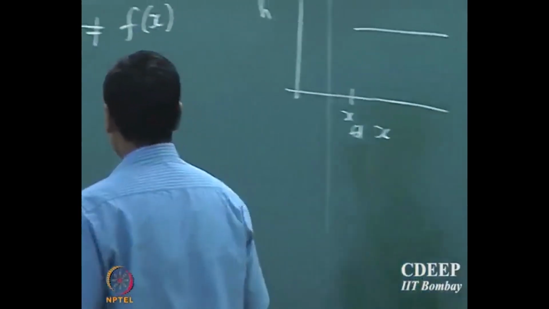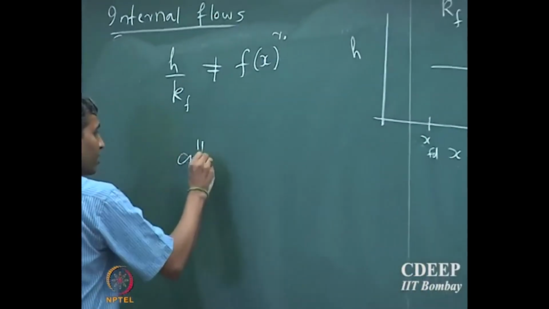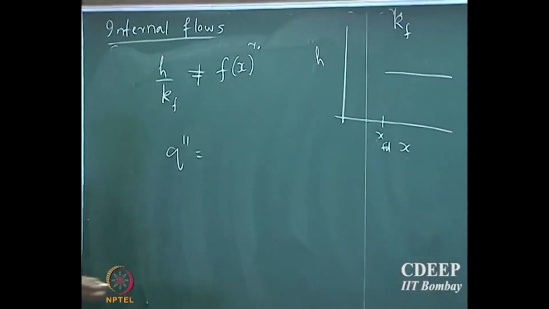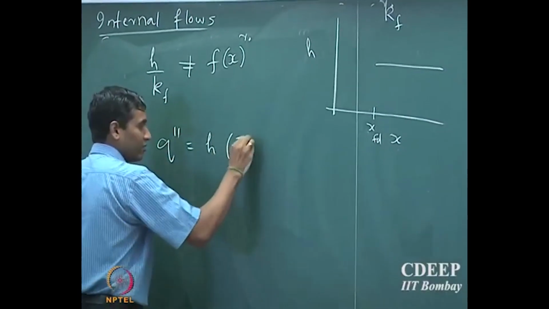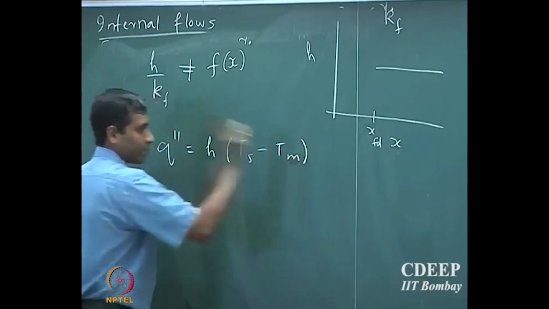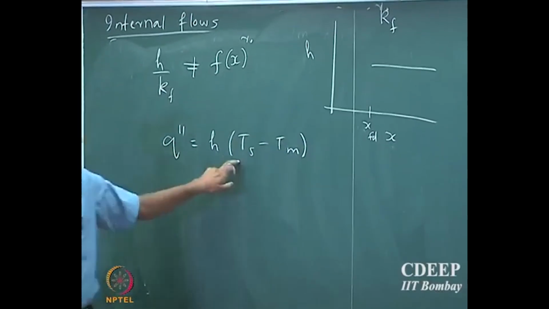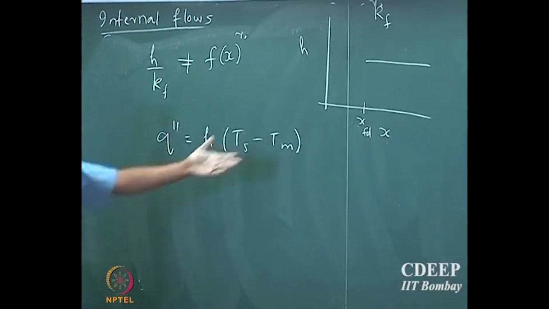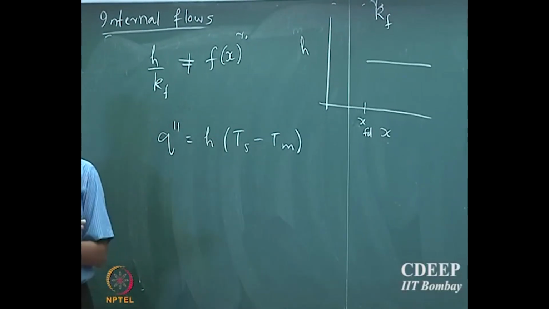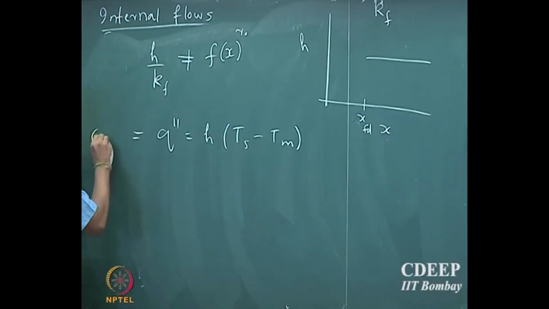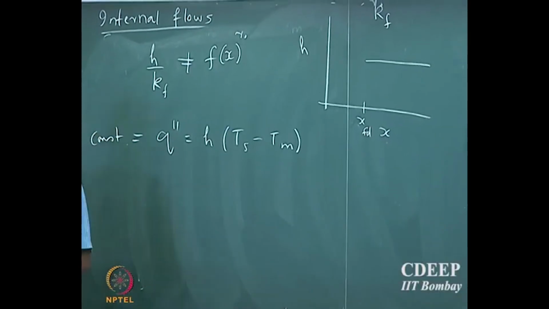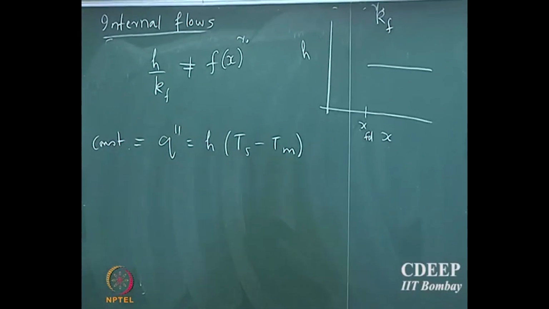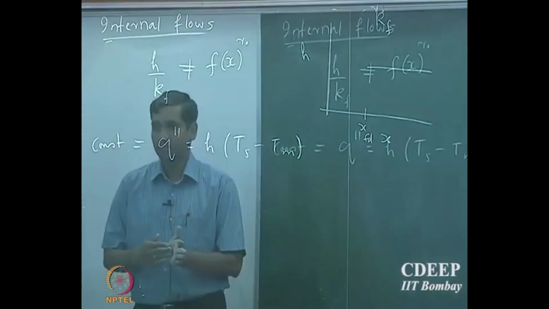So I'll give you a hint. So Q, the local flux of heat transport, is defined as h into Ts minus Tm, right? So the surface temperature minus the reference temperature, right? So that's the definition. Now can you guess? So let's say constant flux condition. Yeah, it will be higher. Why?